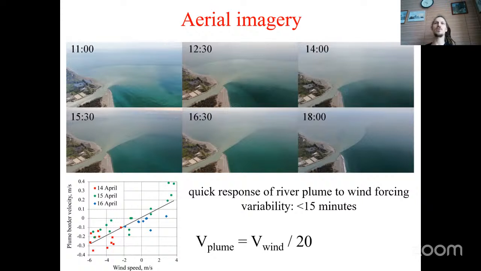And for this certain plume, we found out that the response of the plume to changes in wind forcing direction is only 15 minutes. We had a meteorological station which was working every minute, measuring the wind data. And once the wind changes its direction, in 15 minutes, the plume changes its spreading direction. It's starting to rotate, starting to adjust to wind forcing. And the same for velocity. Velocity is also quite high. It's just wind velocity divided by 20.